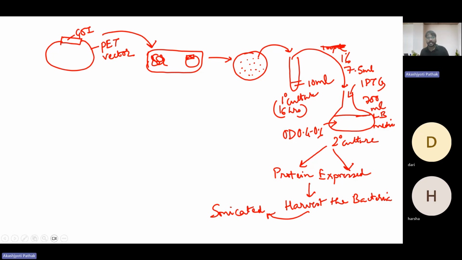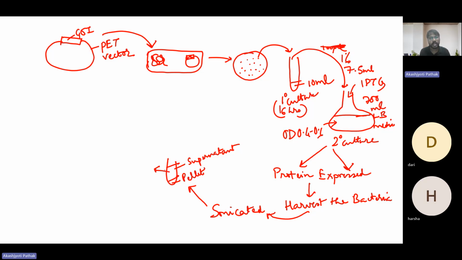Because your protein is expressed inside the bacterial cell, you will do some mechanical disruption or chemical disruption. There are different disruption methods. Most commonly, sonication is done, and after you have sonicated it, you spin it again. Once you spin it, you get two fractions: your pellet fraction and the supernatant. If your protein has been expressed in the inclusion bodies, then your protein will be present in the pellet. But if your protein is soluble, then you will get your protein in the supernatant fraction.